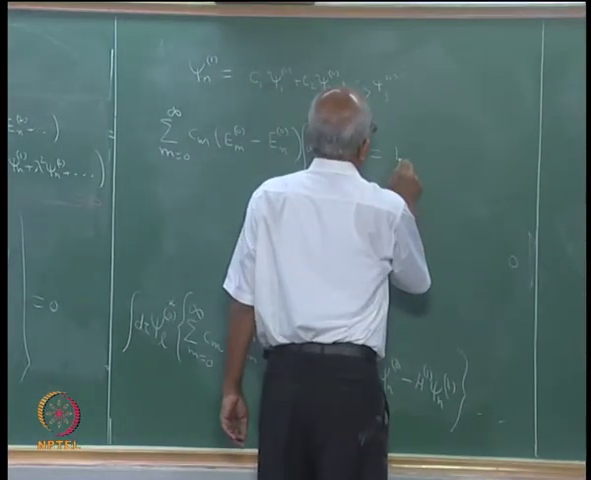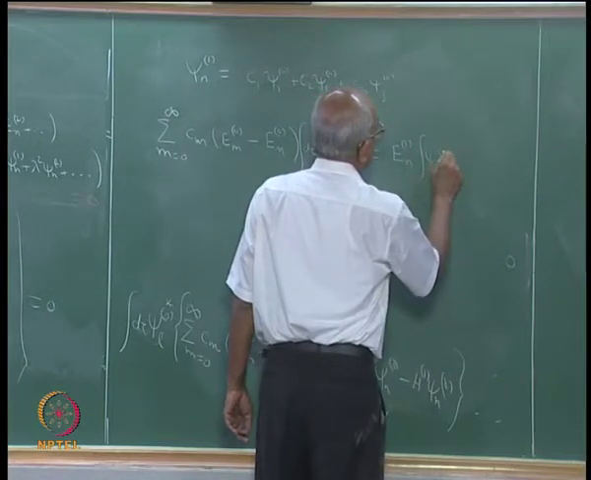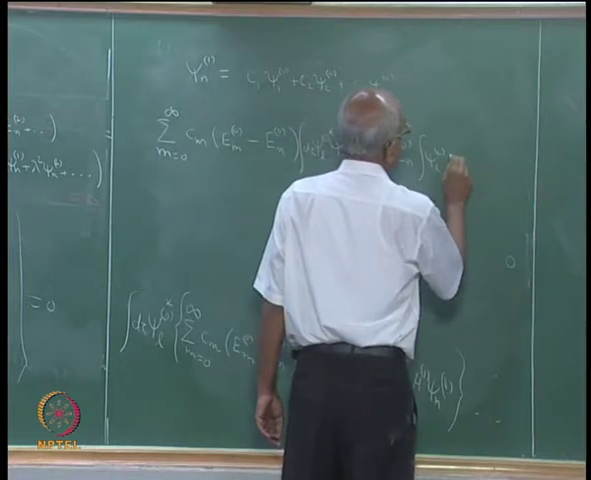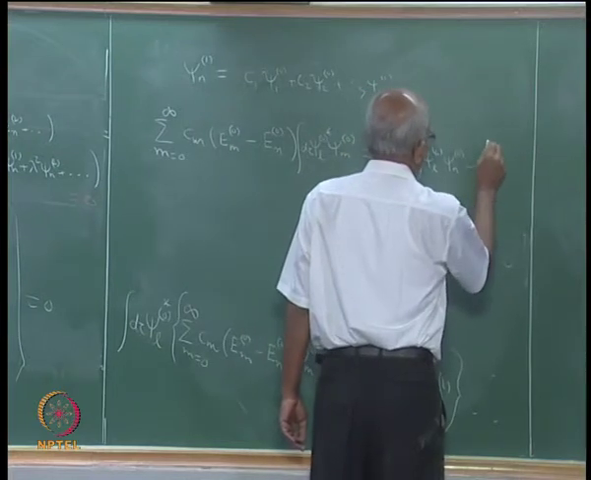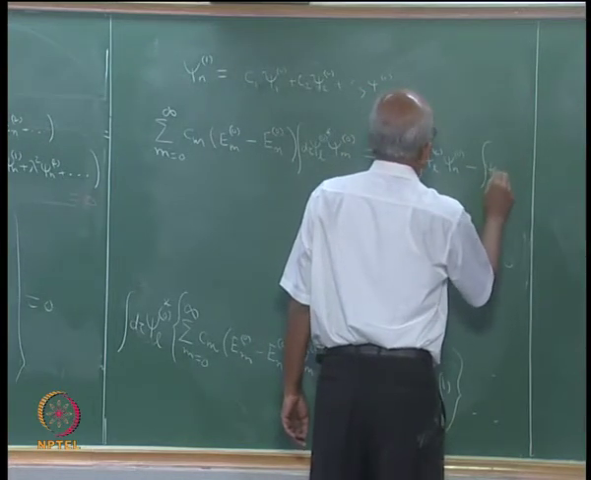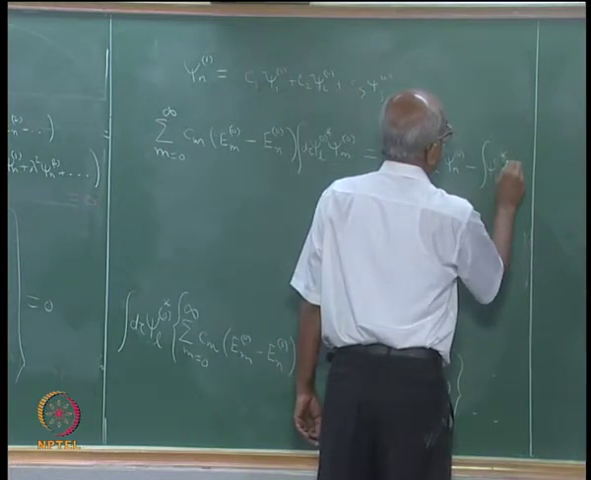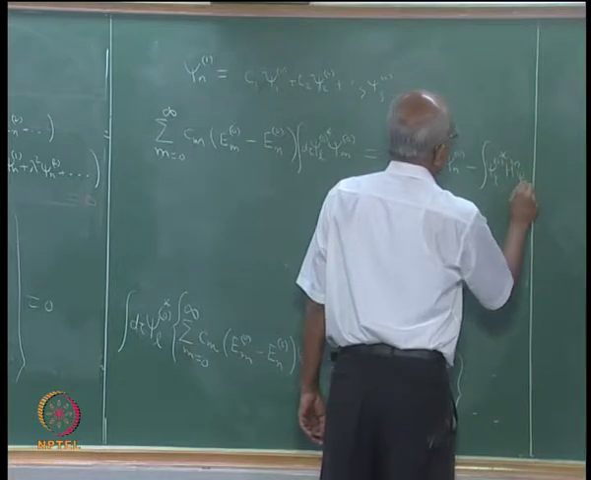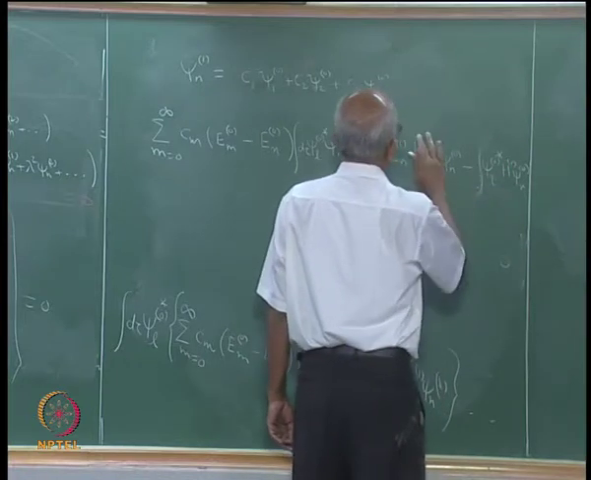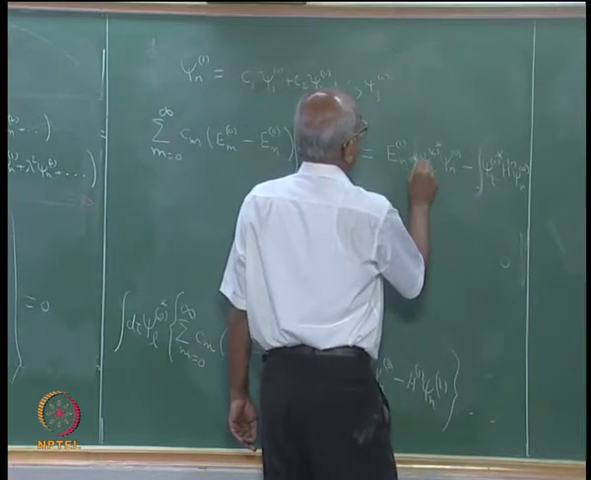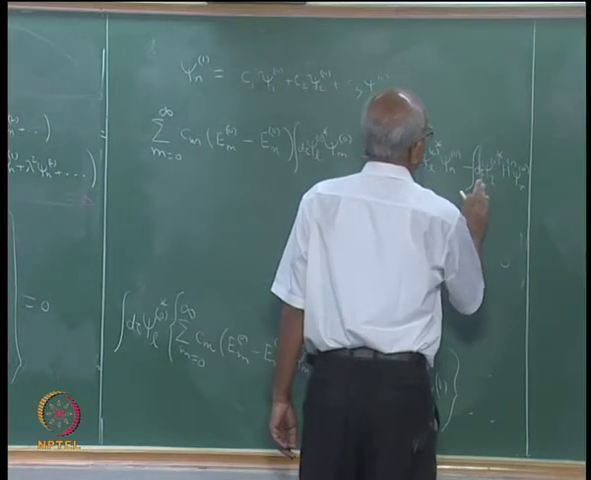And on the right hand side you are going to get En 1 integral psi L 0 star psi n 0 minus integral psi L 0 star H 1 psi n 0. I have to put in my d tau somewhere, so d tau. So, this is what will happen.